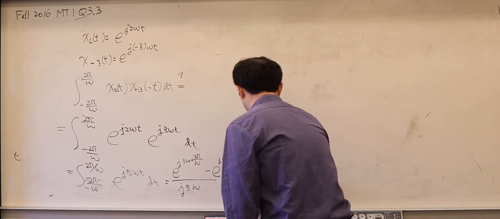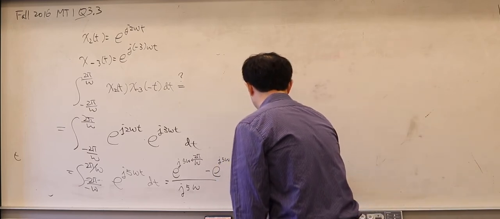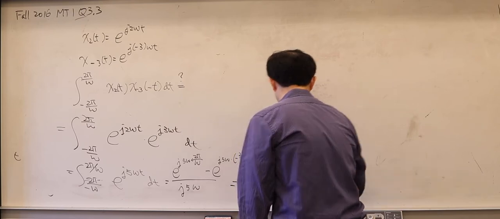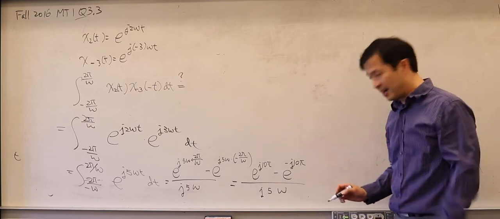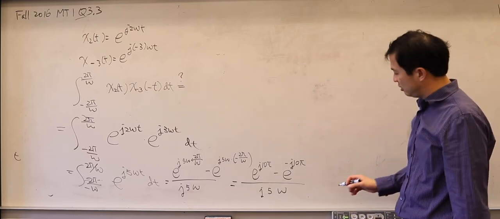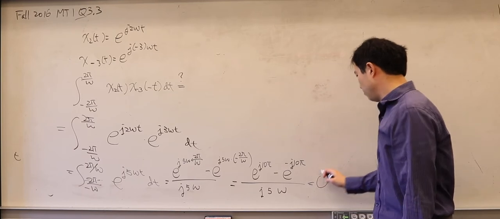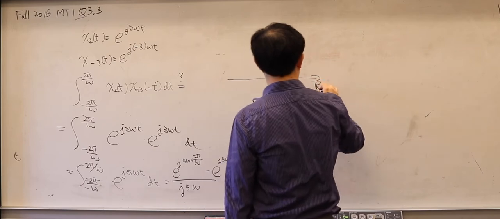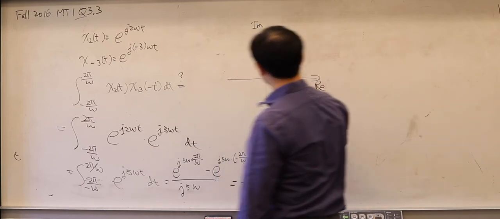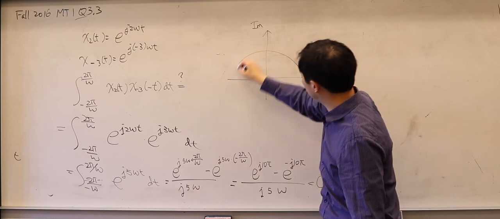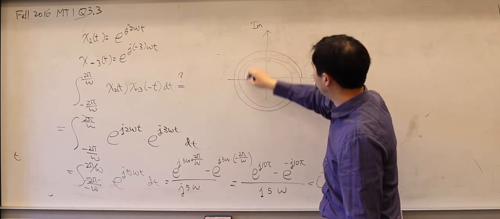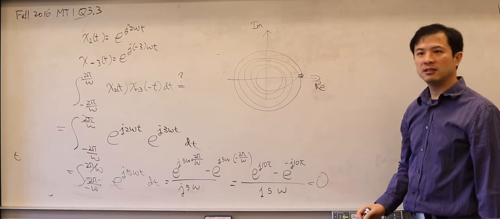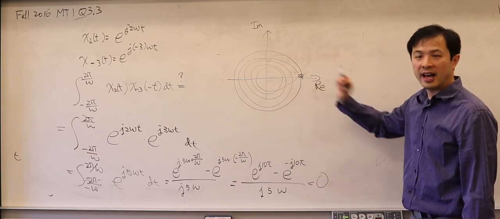Now you get what? e^(j10 pi) minus e^(-j10 pi). So the question is, what is this value? The answer is it's 0, because e^(j10 pi), what does that mean? If you look at the real and the imaginary part, e^(j10 pi) means I'm circling it 5 times, and I'm going to land at 1.